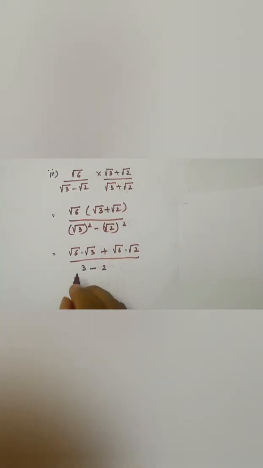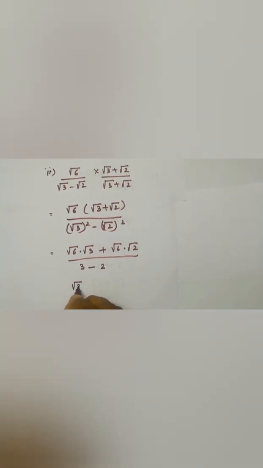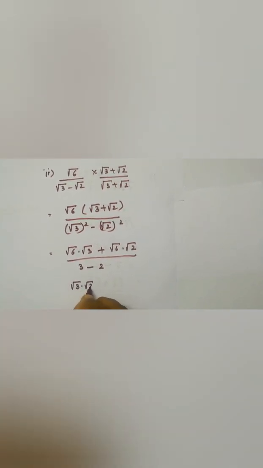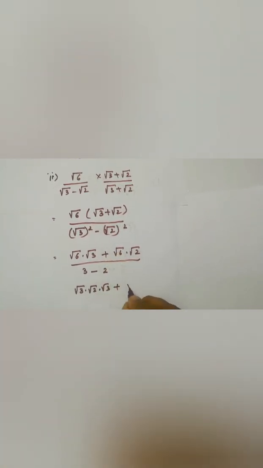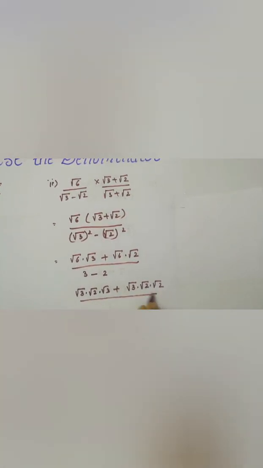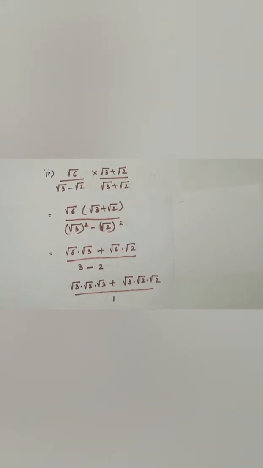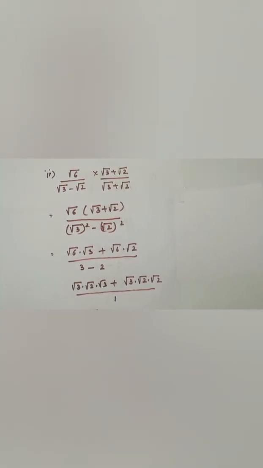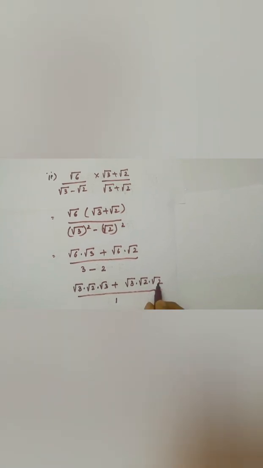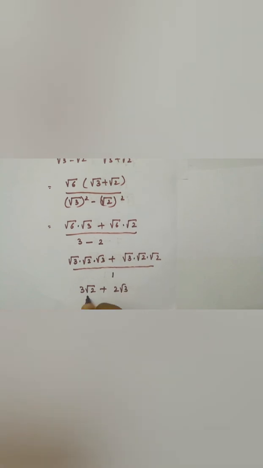Now, you can split root 6 as root 3 into root 2 into root 3. Plus, again you split root 6 as root 3 into root 2 into root 2 by 3 minus 2 is 1. Now you see, root 3 into root 3 will become 3. 3 root 2 plus root 2 into root 2 will become 2. 2 root 3 by 1.